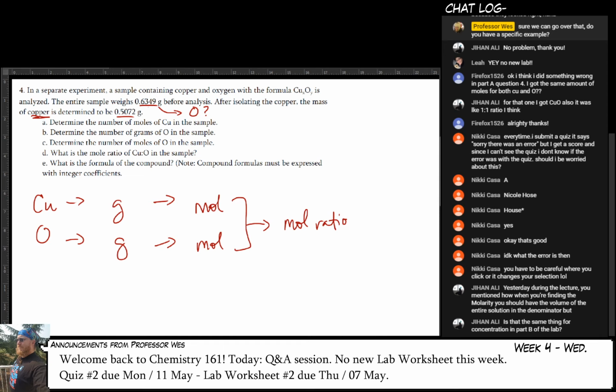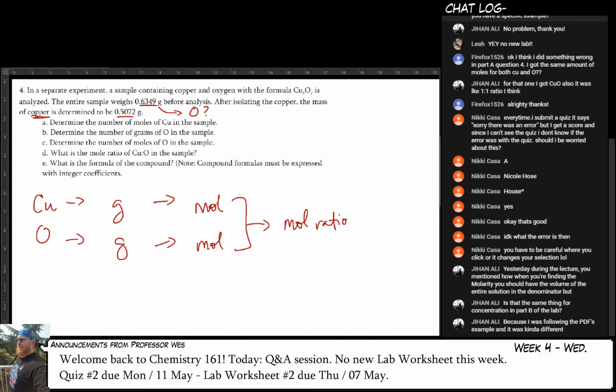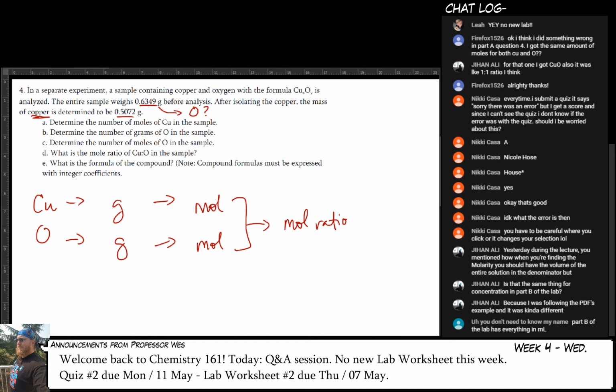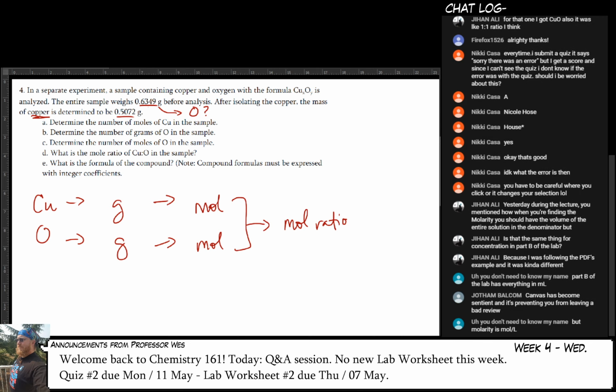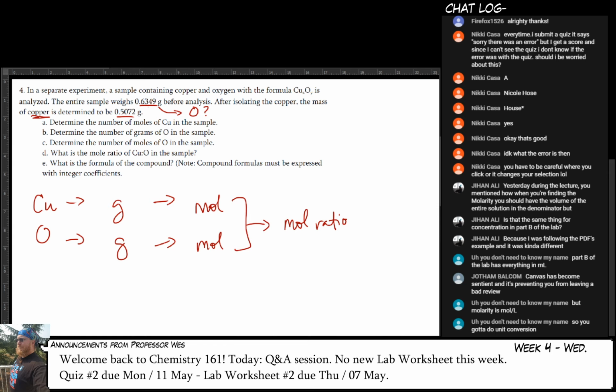Is that the same thing for Part B? Let me see. I believe that that is the same thing. Oh, Canvas knows that I'm mad at it because I click my mouse really hard.